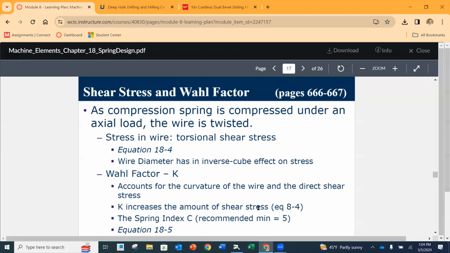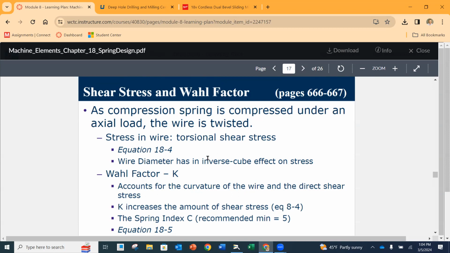Now, what we're going to be calculating is we're going to find that the stress in the wire is going to be a torsional shear stress. Okay, you guys looked at torsional shear stress back when you were in strength of materials. Torsional shear stress is going to be torque times the distance to the outermost material divided by J, which is the polar moment of inertia. Okay, so this tweaks that equation slightly. Okay, and it adds a little bit to it.